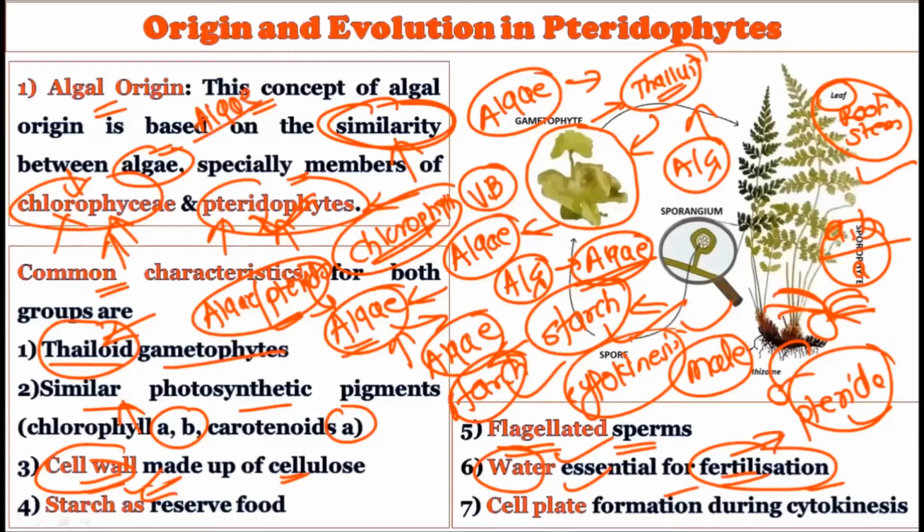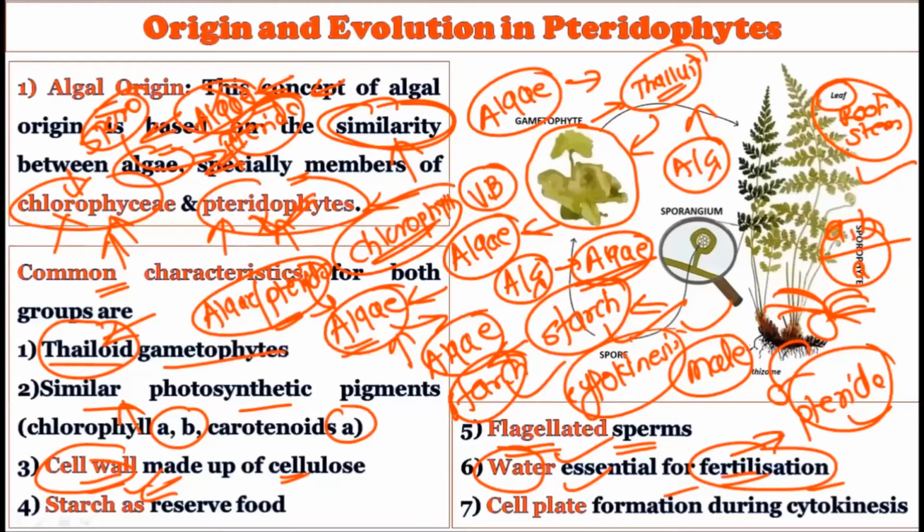Now, if we apply our common sense, because we have already studied the algae as a group and the pteridophytes with their morphological, anatomical, and reproductive characteristics, from this earlier knowledge you can also point out that there are many dissimilarities between the two. For example, the sporophyte of the algae and the sporophyte of the pteridophyte never match with each other. Why? Because the sporophyte of the pteridophyte is differentiated into root, stem, and leaves. Such structures were not found in the algae.